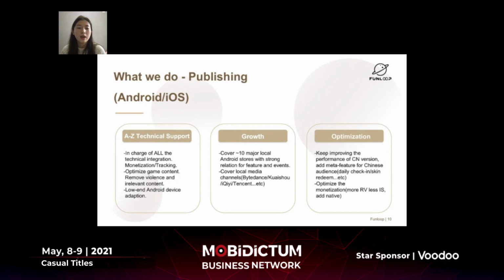And the third point is, for example, the low-end Android devices in China. Most of the Android devices are cheap, low-end. Maybe your game didn't consider this part of the users, but they are the major part in China. So we're going to optimize your game. We're going to optimize your code to make sure that the game works well on lower-end Android devices. So this is the technical part that we are going to help you with when we launch your game in China Android.